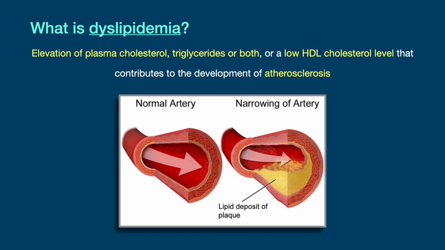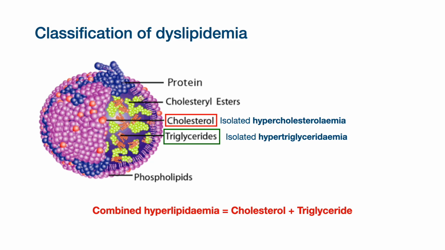Dyslipidemia is the elevation of plasma cholesterol, triglycerides or both, or a low HDL cholesterol level that contributes to the development of atherosclerosis. A practical system to categorize dyslipidemias is based on the specific type of lipid that is increased. For instance, isolated hypercholesterolemia is the increase in cholesterol only. Isolated hypertriglyceridemia is the increase in triglycerides only, and combined hyperlipidemia is the elevation of both cholesterol and triglyceride levels. This particular type of classification helps narrow the disease based on the clinical presentation as well.